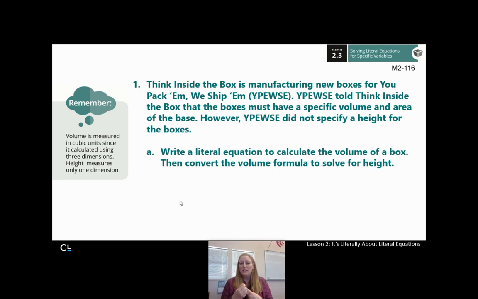And then once you've written it down, see if you can manipulate, use your properties of equality, all that good stuff, to try to get the h all alone. Try to get the height all alone. Go ahead and hit pause, see what you can do with this. And then, of course, once you hit play, you can check your work.